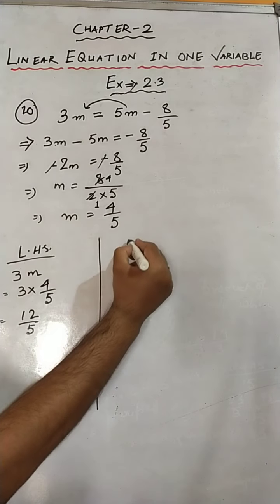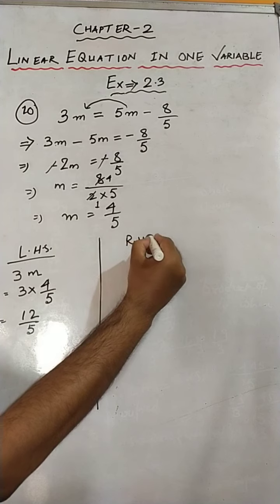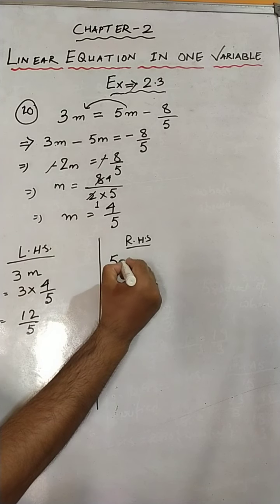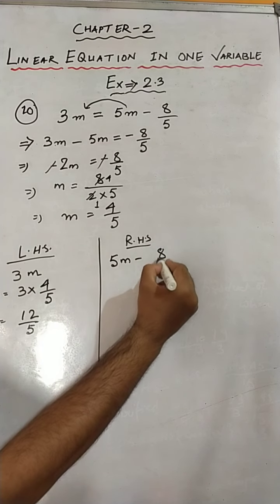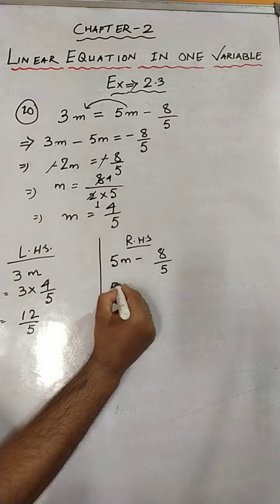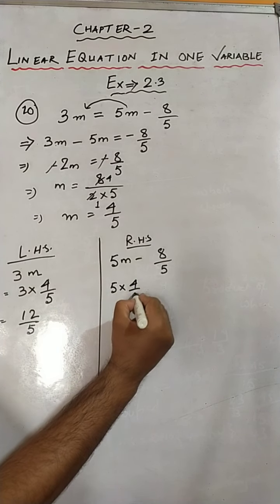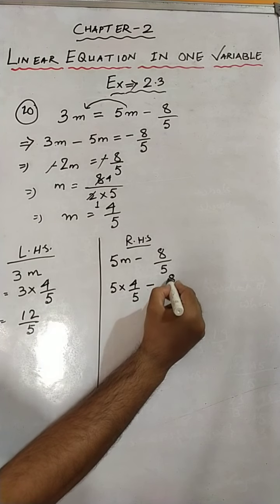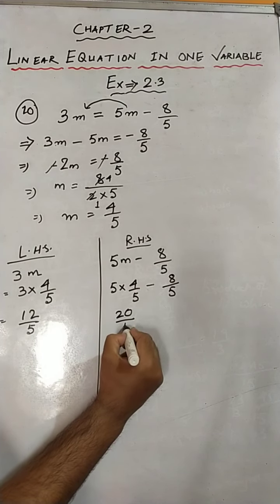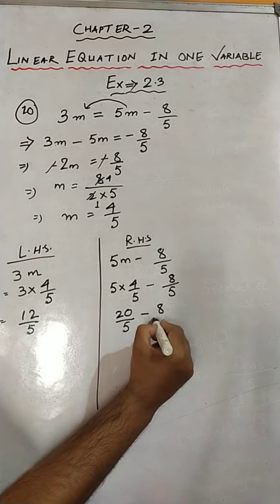Now we'll check RHS. What is RHS? 5m minus 8 upon 5. So in place of m we'll put 4 by 5. So 5 into 4 by 5 minus 8 by 5. So 5 fours are 20. So 20 by 5 minus 8 by 5.